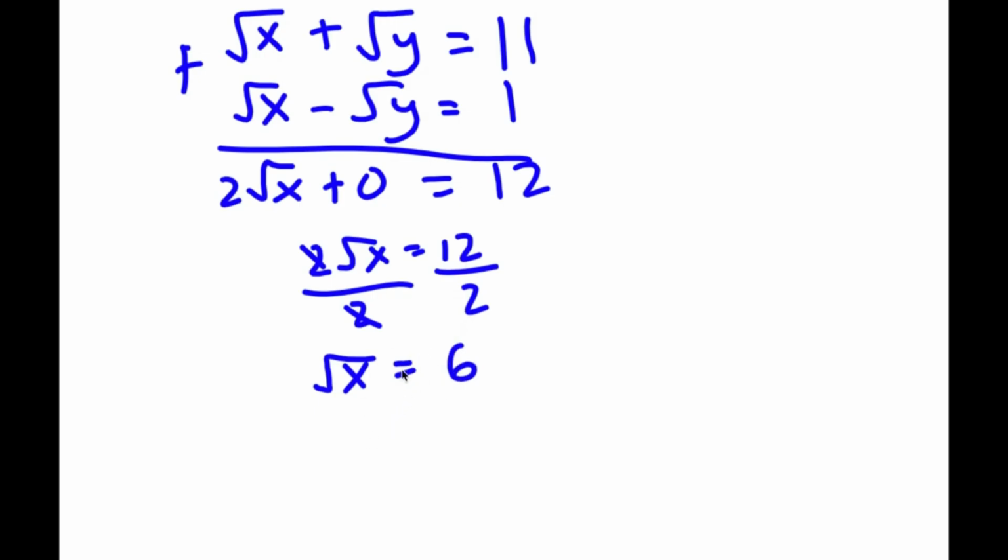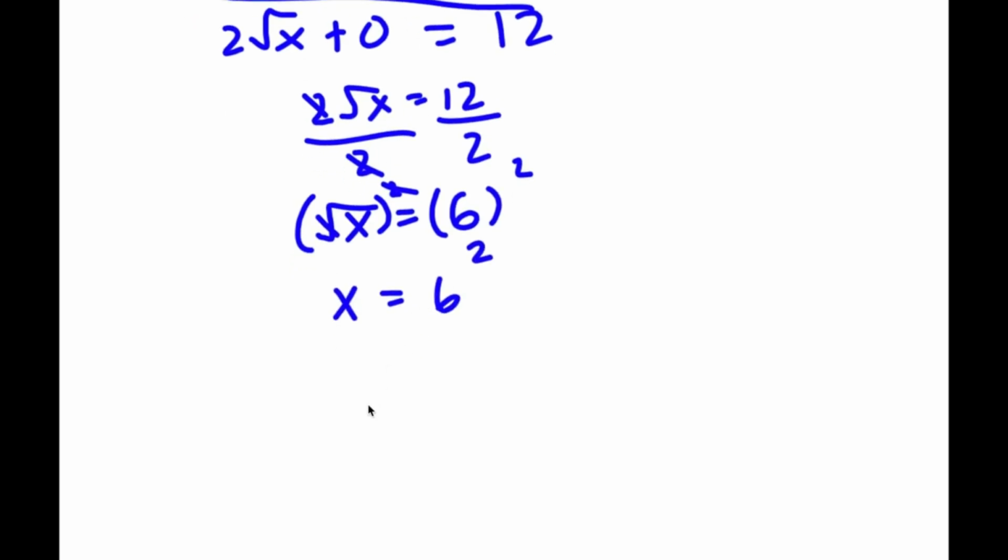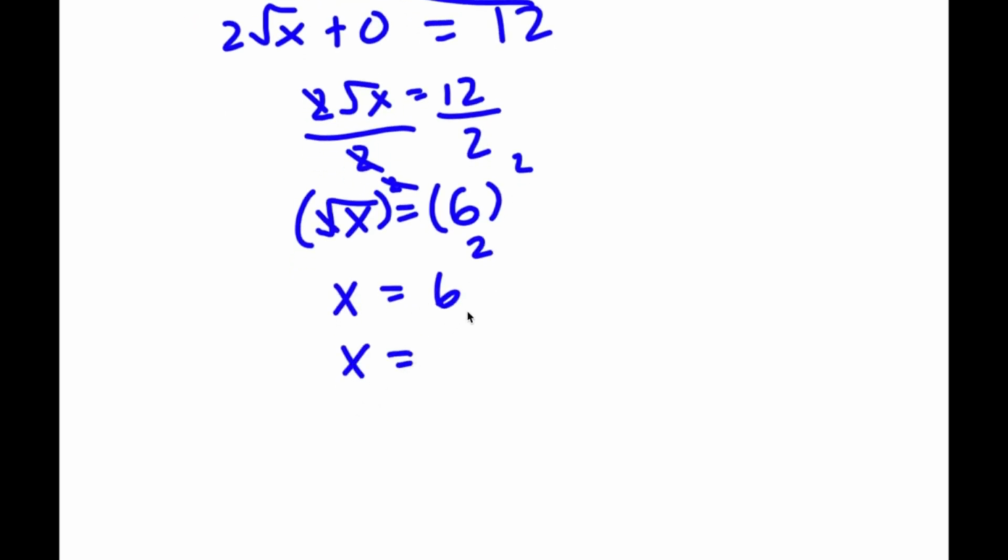So now we have a simple equation. The square root of x is equal to 6. To solve this, we want to take out this square root, so I'm going to square both sides. By doing that, these two cancel out because remember, the square root and power both cancel out. So I have x is equal to 6 squared, and 6 squared is the same thing as 36. So now we have our value for x.